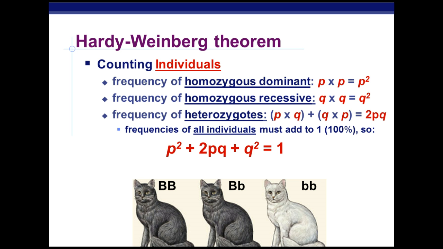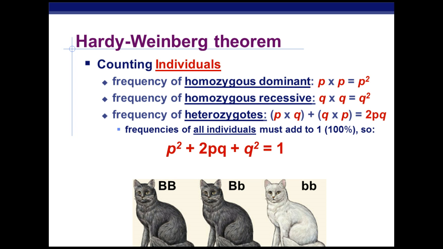Now let's apply these concepts to the actual genes. Remember, genes have pairs of alleles, or two alleles. Homozygous dominant, homozygous recessive, heterozygous. So first would be homozygous dominant, or two dominant genes. Now that would be represented by P times P. Right here, P times P. Well, if we multiply P times P, we get P squared. So write that down. So P squared is the frequency of homozygous dominant genes.